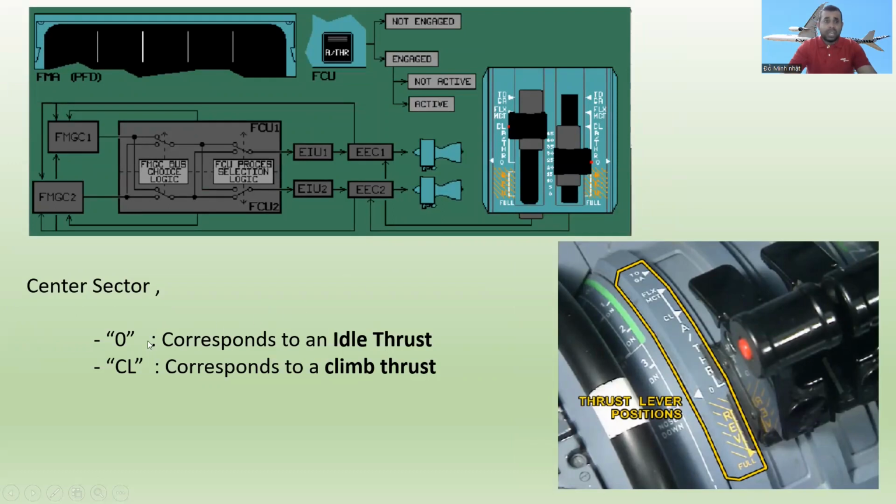This is the center section. 0 corresponds to an idle thrust. Here is the 0 detent, which corresponds to an idle thrust, and the CL detent corresponds to a climb thrust. This is the CL detent.